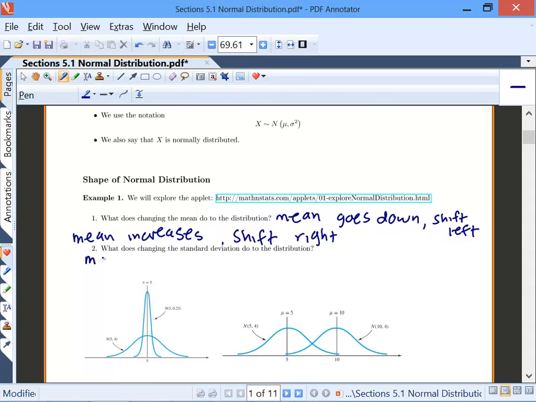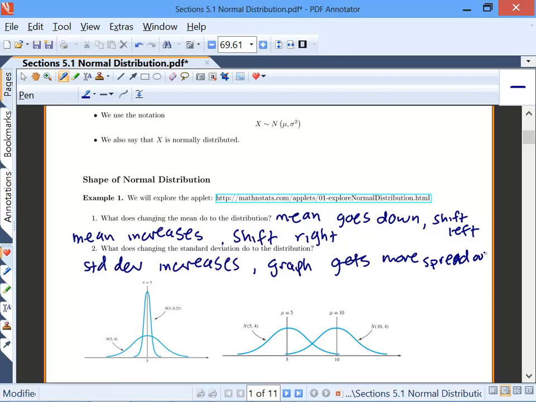So if the standard deviation increases, the graph gets fatter or more spread out. And as the standard deviation decreases, the graph is narrower.